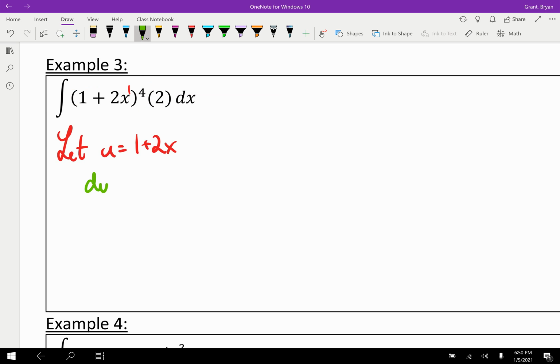And then we look at du. 1 becomes 0, 2 is multiplying, and then x becomes dx. Aha! Now I see a U substitution, and I see my du.